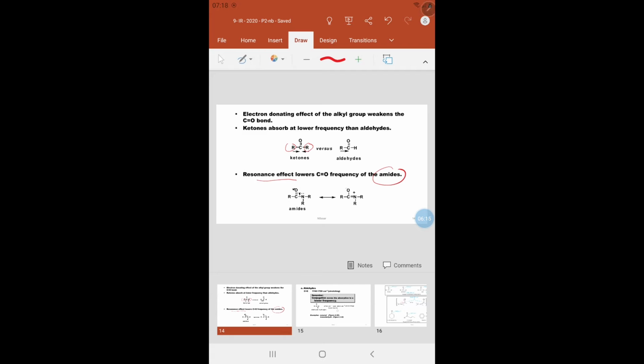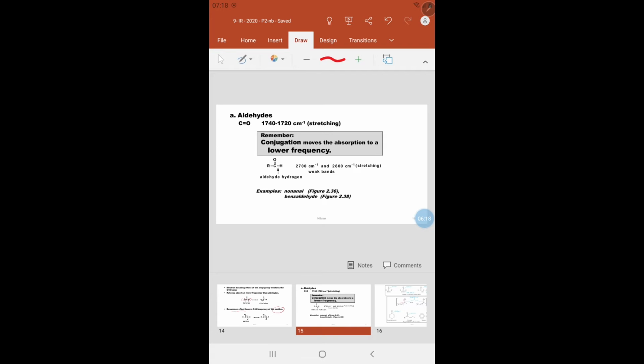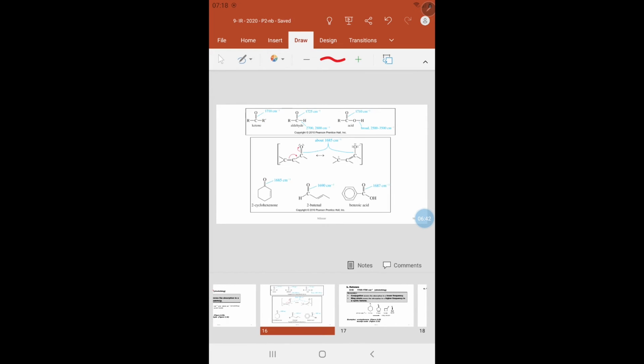But we test you on how to use the IR to determine the functional group present in the molecule. Okay, let's go one by one. If we have the aldehyde, this is the range frequency of the C double bond O. So what does it mean by this? Conjugation moves the absorption to a lower frequency. Okay, so this is the explanation.